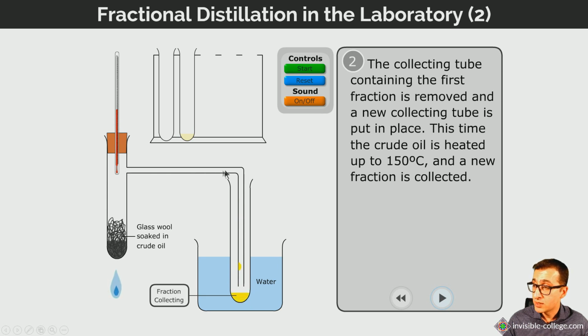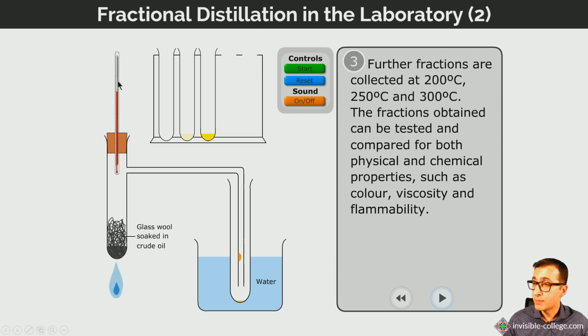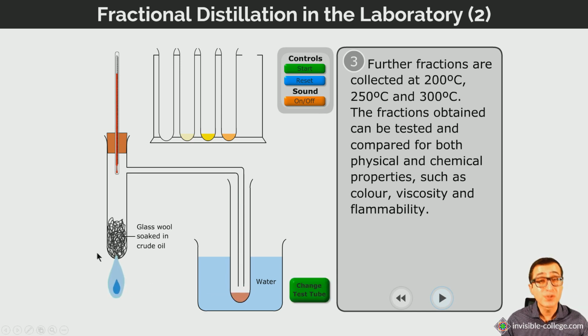That fraction will boil and then condense, and we can collect it in this tube, change the tube, keep heating. The temperature again will rise until we reach the boiling point of the next fraction. And again, that fraction will boil, will condense in this cooler delivery tube, and then we'll collect it in this boiling tube. We can change the tube again, and we can keep doing this until every one of the fractions has been boiled and collected separately. So this is the process of fractional distillation.